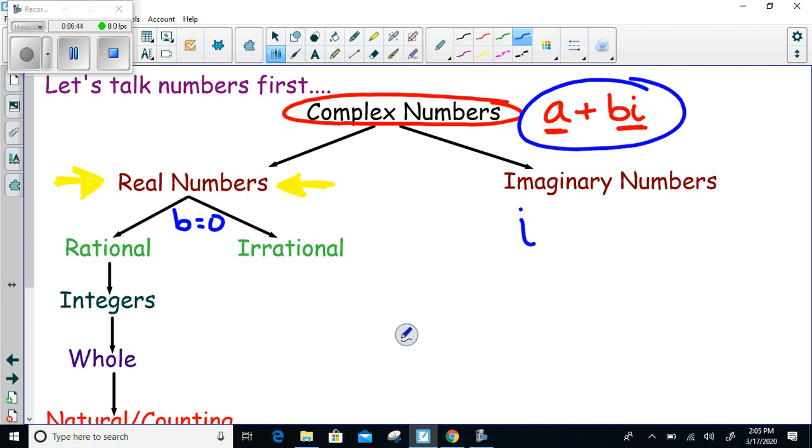What exactly is i, this mysterious letter? It's not the thing that we all have in our head, but it's the letter i. In mathematics, i represents the square root of -1. That is the imaginary unit.